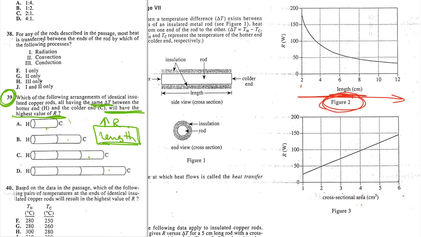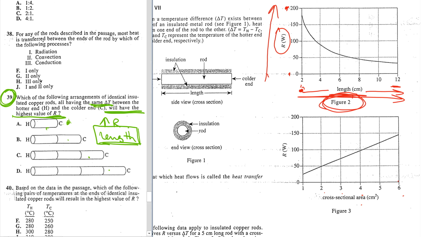And length goes from small up to 12. And then we have the other thing we're looking for, because it's asking us what is the highest value of R, and here's R right there. And it's increasing. It goes from 0 to 200. So it's asking us, which of these rods, the short rod or the longer rods, will have the highest value of R?